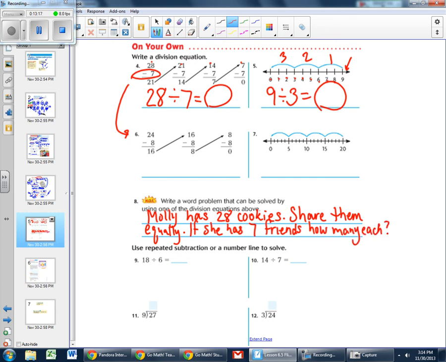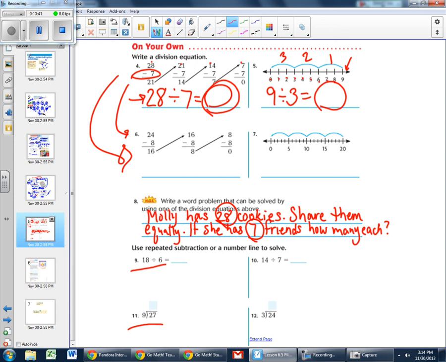Do something similar with that. You can use number 4, 5, 6, or 7 once you have them figured out. You're just using the numbers that are in here. So I had 28, and I have 7, and now I need to figure out what this missing number was. Okay? On the bottom, for 9, 10, 11, and 12, it shows you the 2 different ways to write division equations.